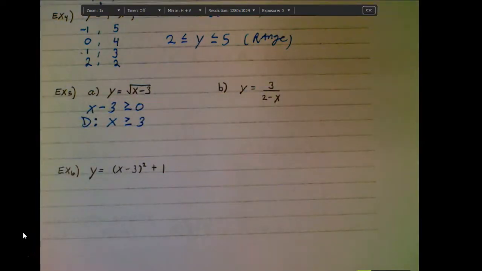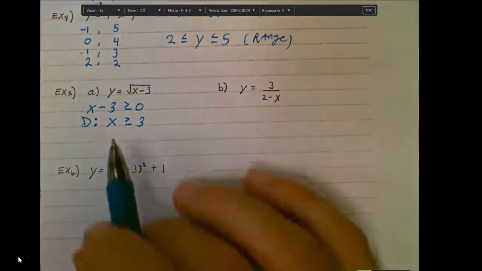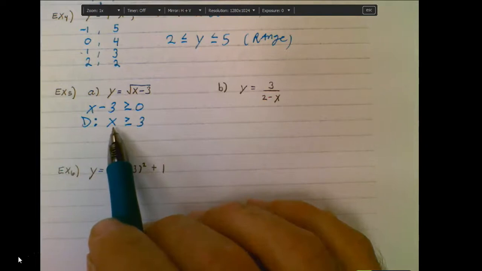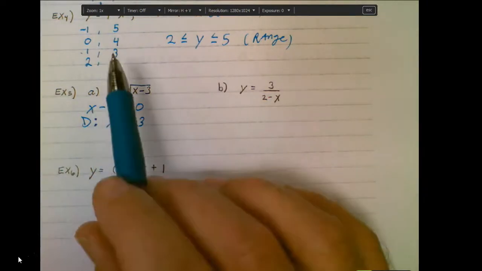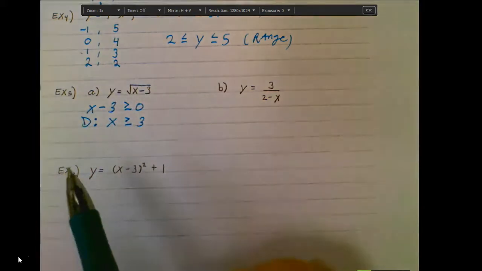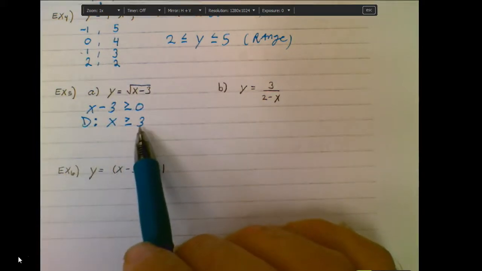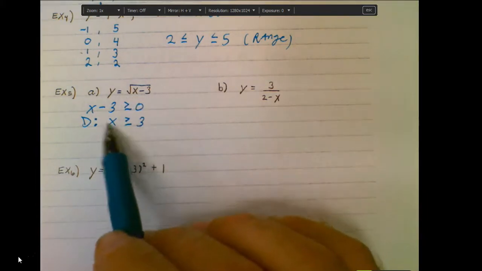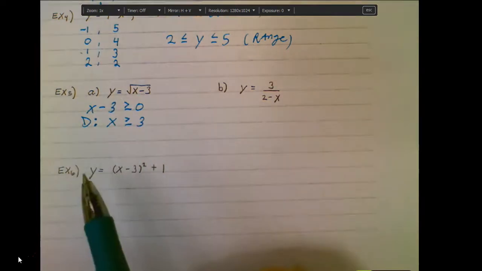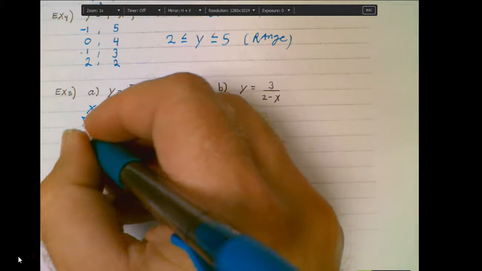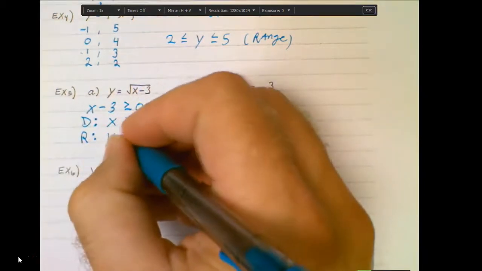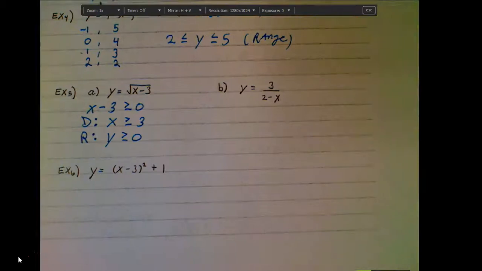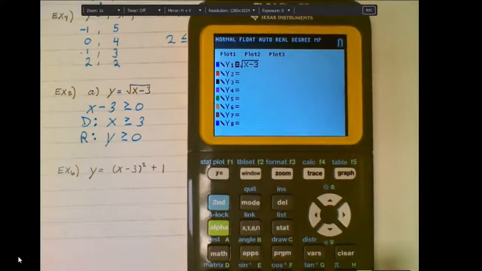And as far as the range goes, a lot of times these are easier to see on a graph, but even for this, I can determine it by looking at the function as well. So if I started plugging in x's that were 3 or more, just like we did in the last problem, that's going to start giving me some range values to go with it. But as I start plugging in a value like 3, well, 3 minus 3 is 0, the square root of 0 is 0. And as my numbers keep getting bigger, my y values would keep getting bigger. And so as far as the range goes, it's going to be all the y values that are greater than or equal to 0.